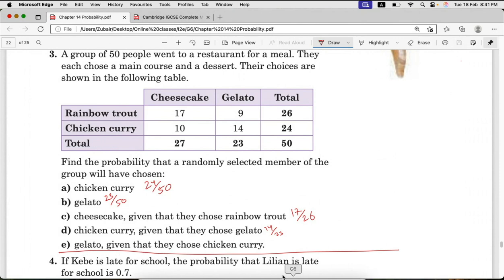Gelato, given that they chose chicken curry. Last part. This is 14 by 24. Correct.